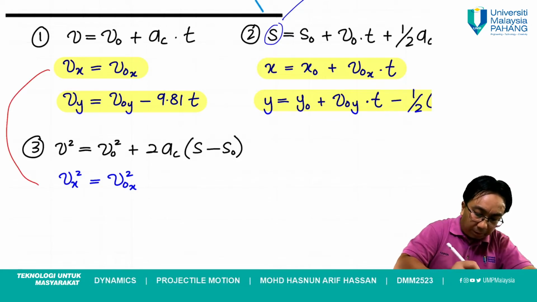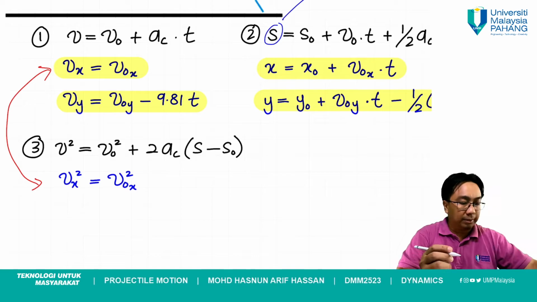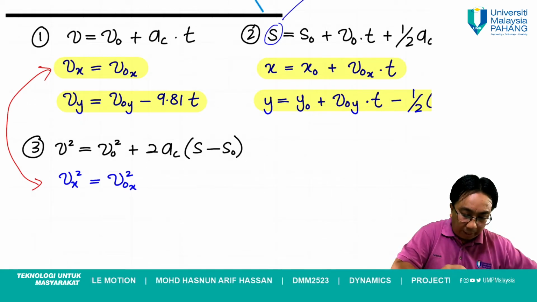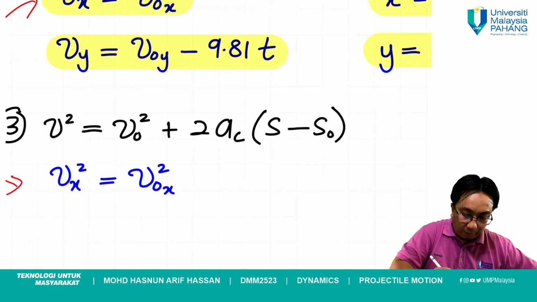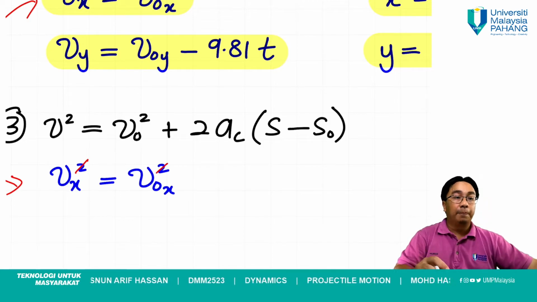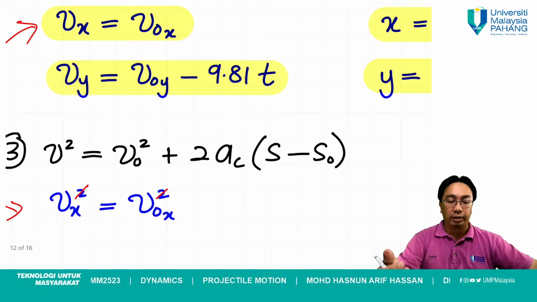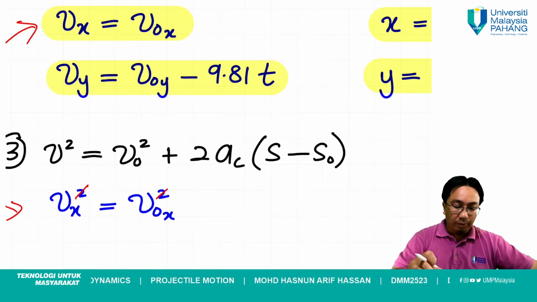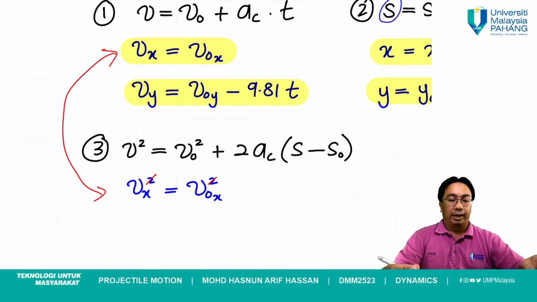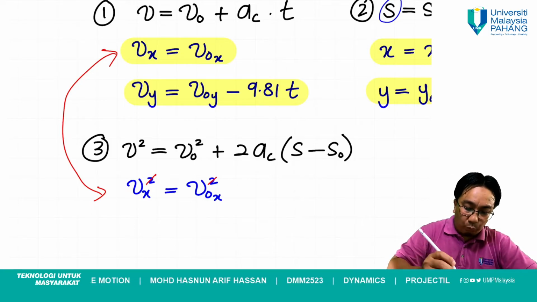Ini sama, dua ni sama. Okay, so because you can cancel out the square, dan dia akan jadi sama dengan yang atas lah. Vx is equal to V naught X. Okay, for the first one, for Vx. Now let's look at Vy.